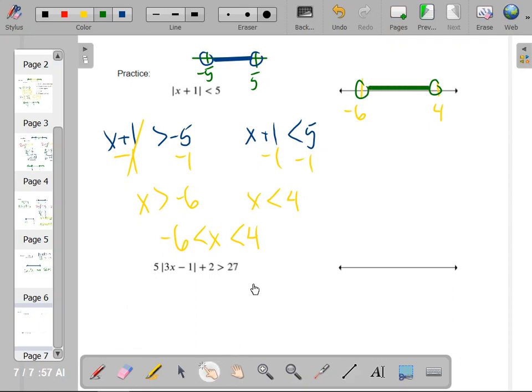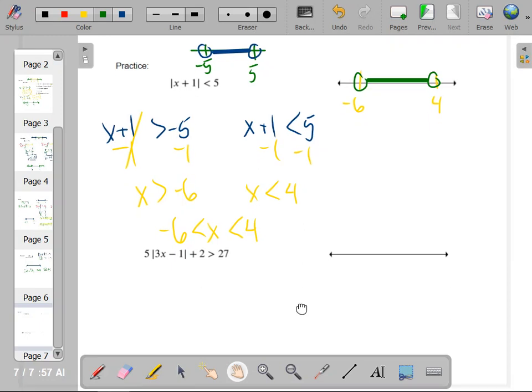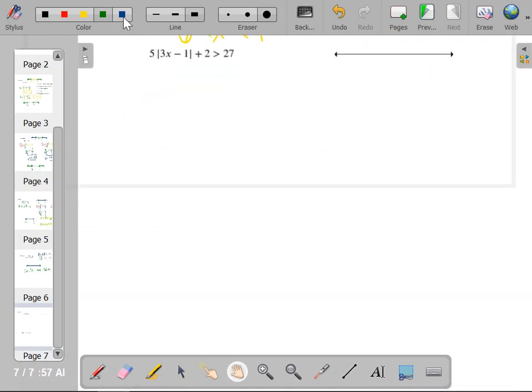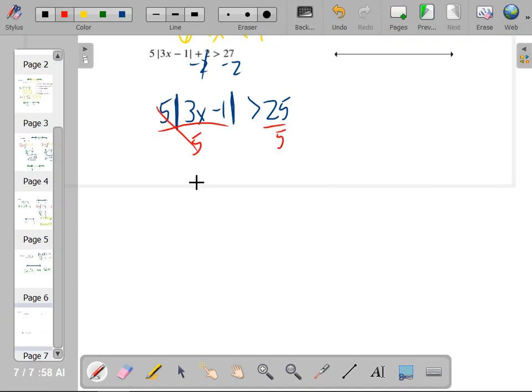Last one I'm going to do has a few steps, so it's got to combine everything. Whoa. We need to first, in this problem, isolate the absolute value. So you need to undo addition first, like any other equation you've ever solved. Undo addition first. 27 minus 2 is 25. We're still not by itself. You have 5 times, so you need to undo multiplication, divide by 5. Now we have the absolute value is greater than positive 5.